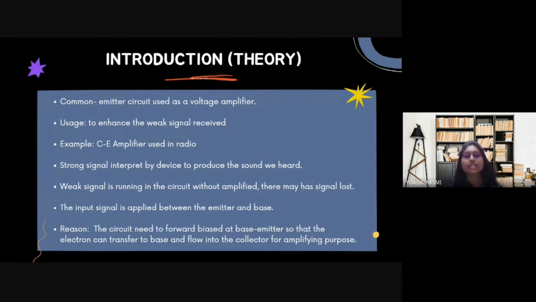The input signal is applied between the emitter and base. This is because the circuit needs to be forward biased at the base emitter so that the electrons can transfer to the base and flow into the collector for amplifying purposes.